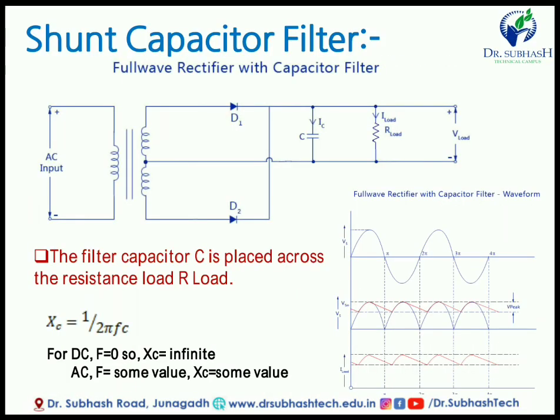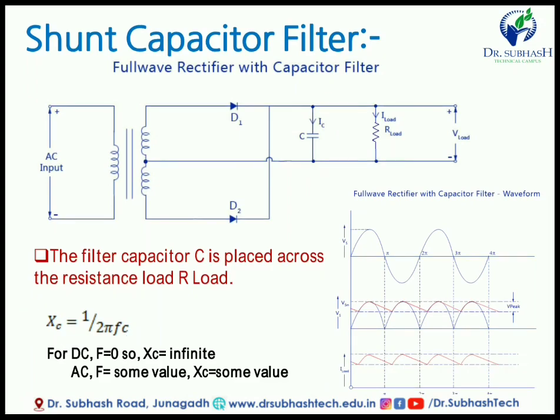Now, the next type is the shunt capacitor filter. Here shunt is nothing but parallel. Whenever the capacitor is connected in parallel to the load, then it is known as a shunt capacitor filter. Now, we already know the property of the capacitor: Xc is equal to 1 upon 2 pi Fc, means here 2 pi Fc is inversely proportional to Xc. Here Xc is nothing but capacitive reactance, and capacitive reactance is inversely proportional to the frequency of the supply.